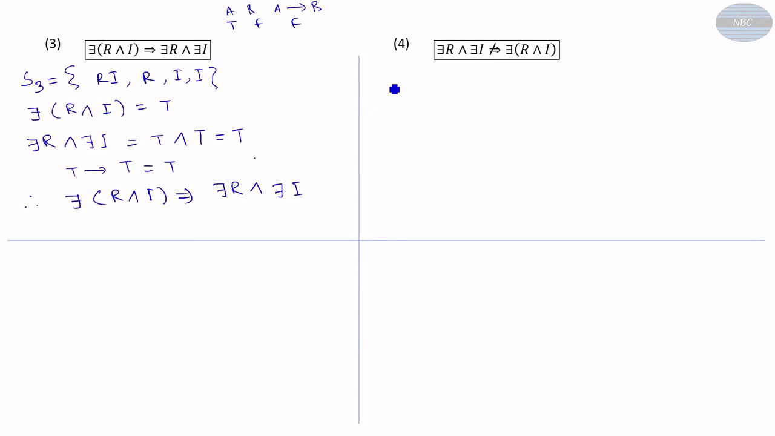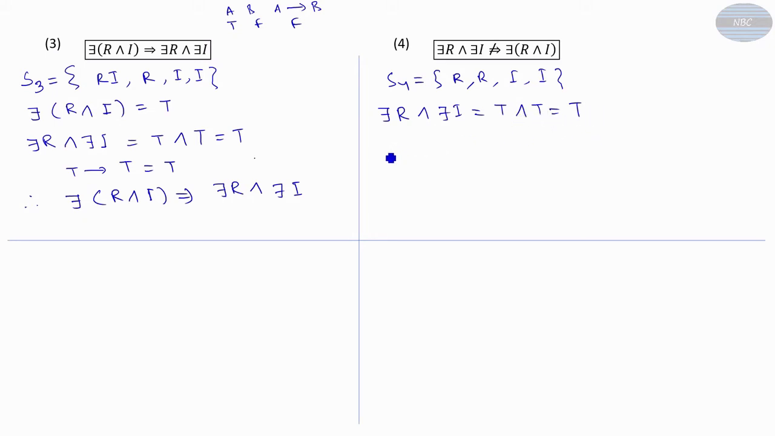So for this we take one counter example. Let's suppose the universe of discourse. This fourth one is just the reverse of the previous one, and this reverse is not valid. Let us take S4 as 2% are rich and 2% are intelligent. What is the truth value for the left hand side? Is some person rich? Yes. Is some person intelligent? Yes, 2% are intelligent. So we have true conjunction true is true.